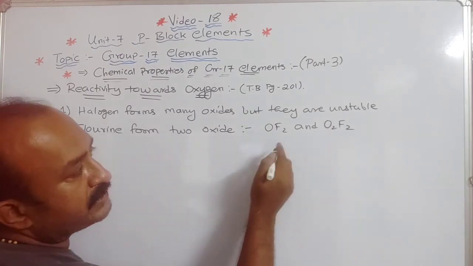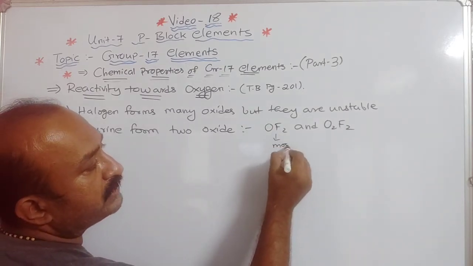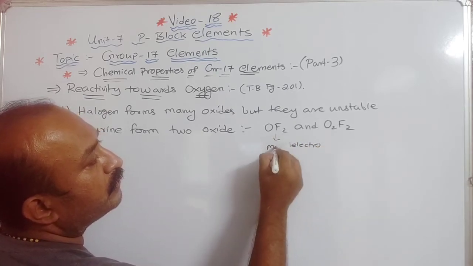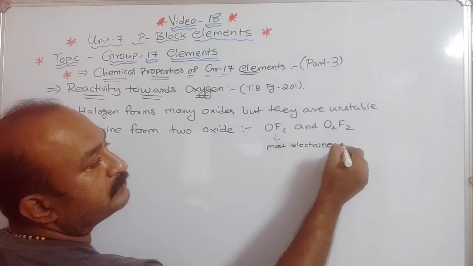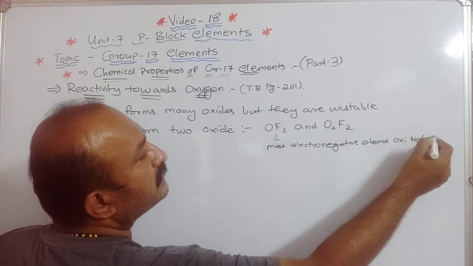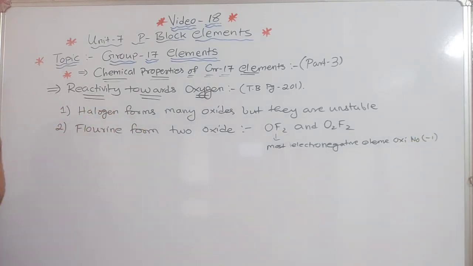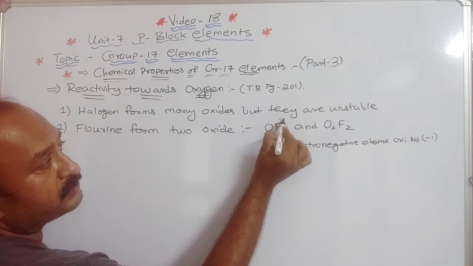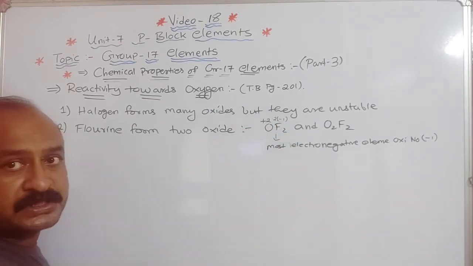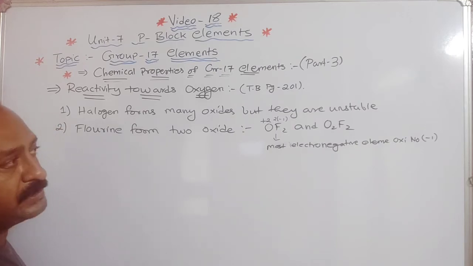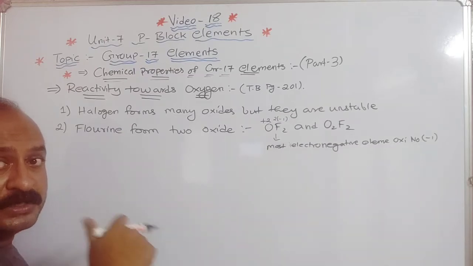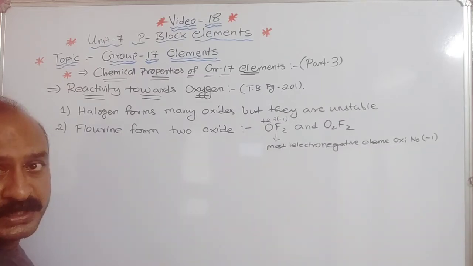Now, fluorine is the most electronegative element, so its oxidation number is -1. If fluorine has -1 oxidation number, then -1 into 2 means -2, so oxygen in this case will have +2 oxidation number. Understood? Don't forget this. And these compounds are called oxygen fluorides, with the word fluoride used last because fluorine is the most electronegative element.